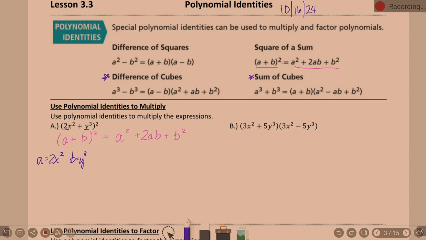Now, what I'm suggesting here is that you can just fill in this formula. Every place you see an a, you put in a 2x squared. Every place you see a b, you put in a y cubed. So let's try it. a squared. What am I putting in for a squared? 2x squared, quantity squared then, right? Because in for a is 2x squared, and then we're going to square it. What does that become?